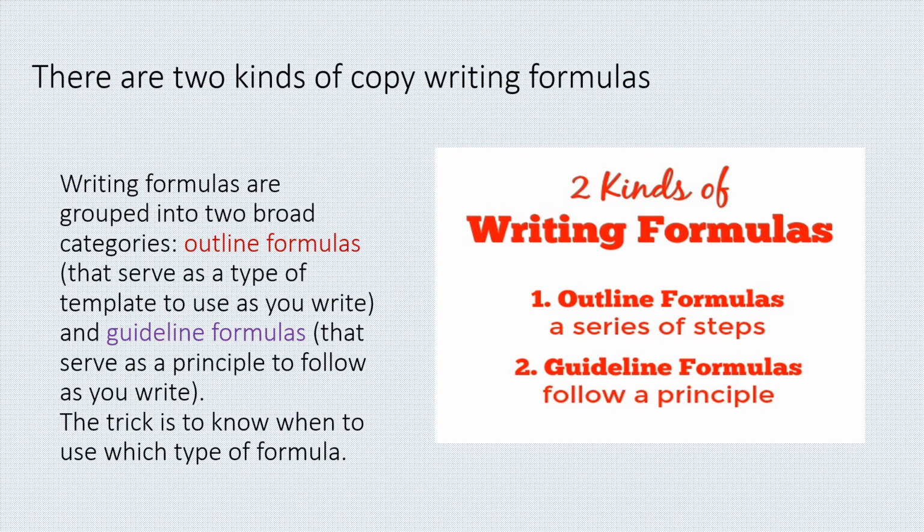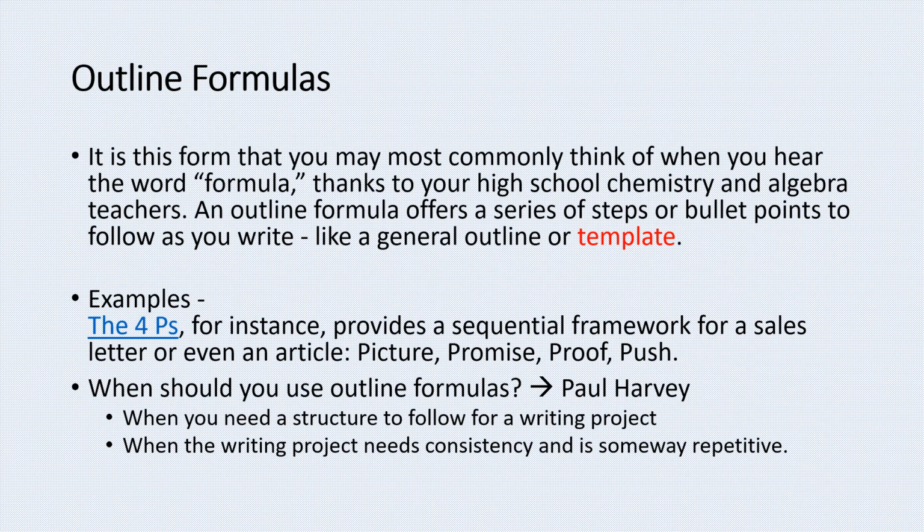Well, to accomplish this writing, there are many tips and guidelines to help you become a better copywriter. There are basically two kinds of writing formulas. Outline formulas that serve as a template to set up a way for you to write. And then there are guideline formulas that serve as the principles to follow as you write. The trick is to know when to use each type of formula and to find a formula that will actually work for you.